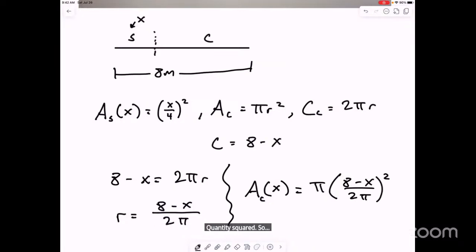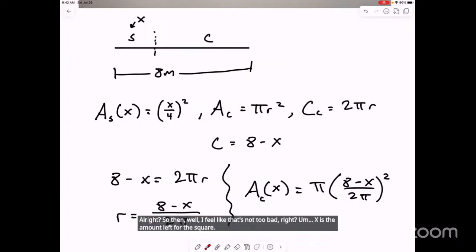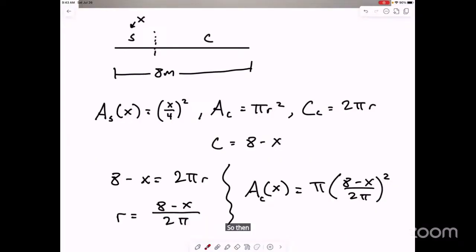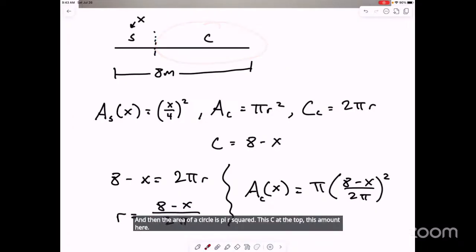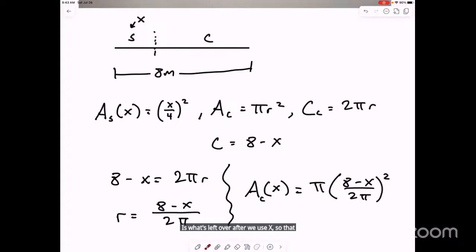Again, let me recap that. If we let x be the amount left for the square, then if we want a square, it has to have 4 equal sides, so each side has a length of x over 4. The area of a square is length times width, so x over 4 times x over 4 gives us that expression. And then the area of a circle is pi r squared. This C at the top is what's left over after we use x, so that's going to be 8 minus x.